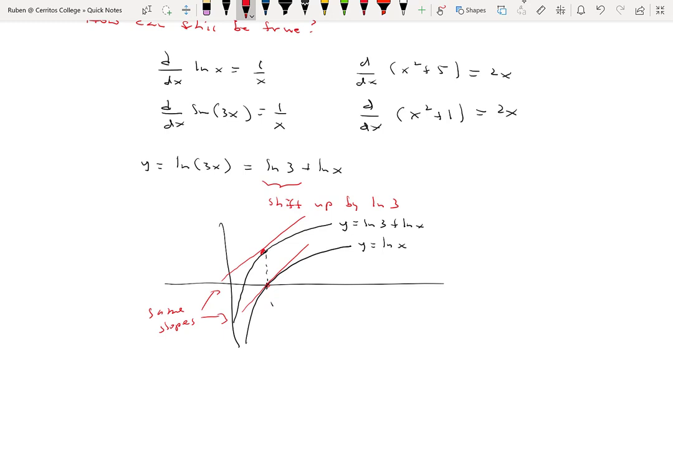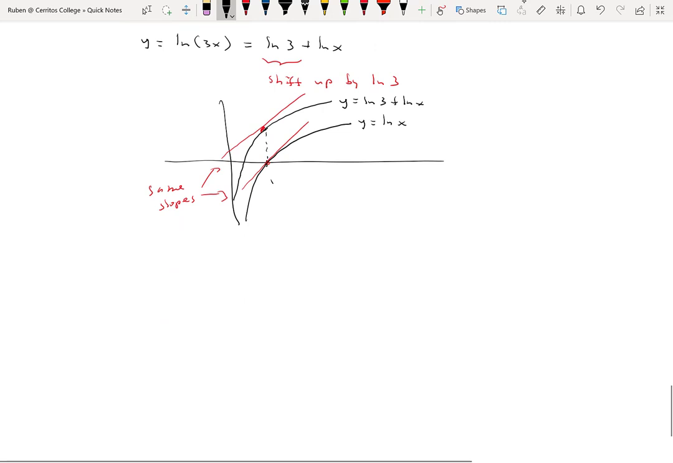So it's okay. The functions look different, but they have the same derivative. That means they're just vertical translations of one another. Okay, so let's move forward with another example.